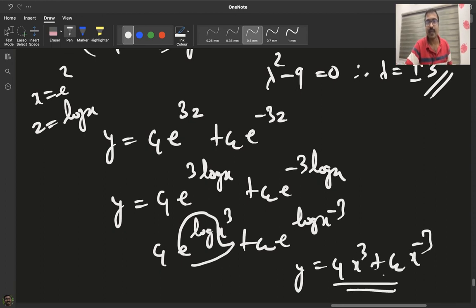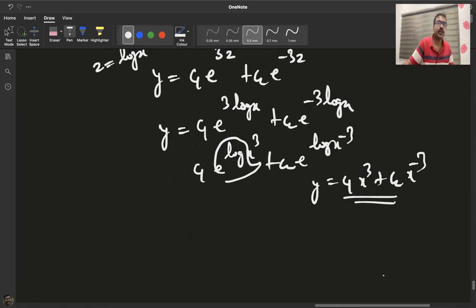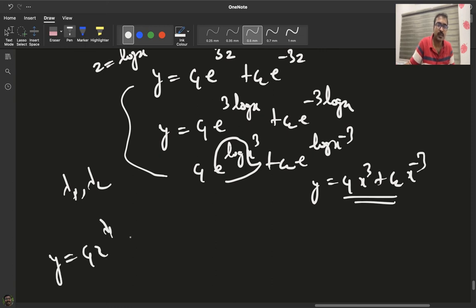In the textbook, they have given this formula itself. They tell you that if the roots are lambda 1, lambda 2, then without going into these details, the solution is simply y is equal to c1 x raised to lambda 1 plus c2 x raised to lambda 2. If you want, you can study that formula itself, but I don't want to confuse you. That's why I showed you how to derive this. This method is better to remember, otherwise you will have to remember a lot of formulas.